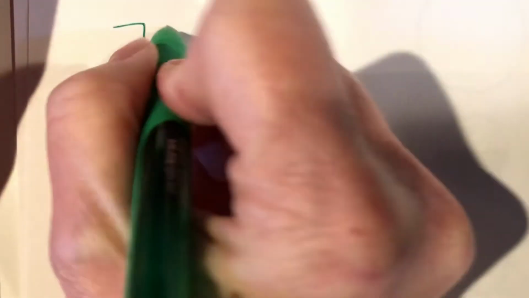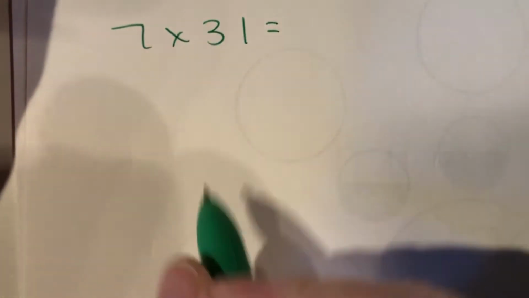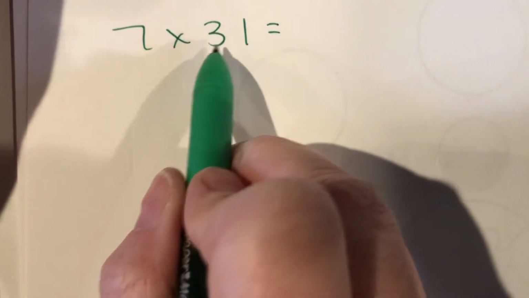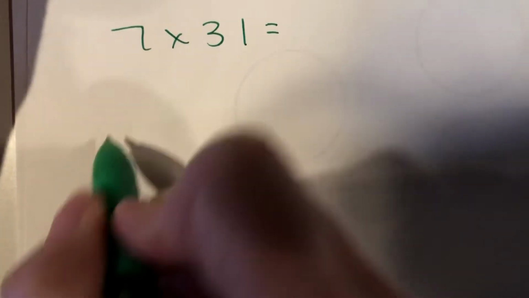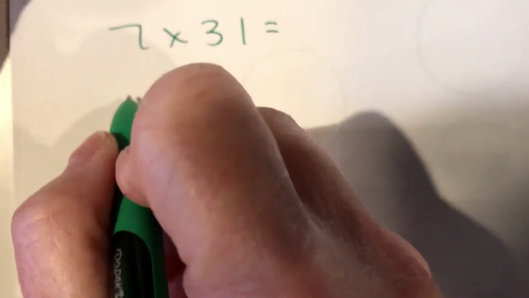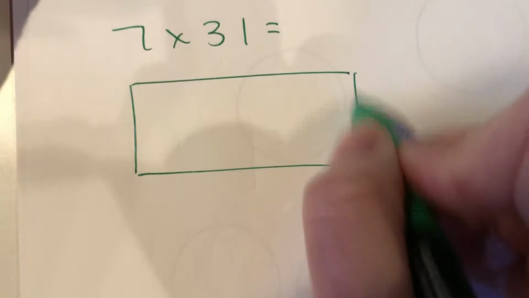All right, erase. And next, 7 times 31. And remember, this 31 can be broken up into 30 and 1. If you're breaking it up into a multiple of 10, that's what makes you able to solve these in an easier way. So go ahead and use the area model, press play when you're done.